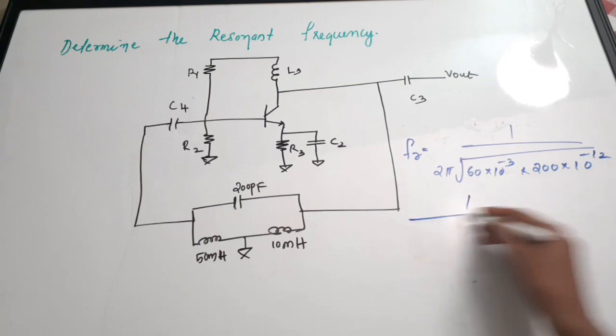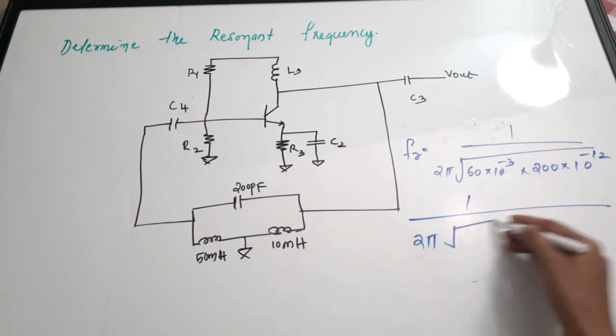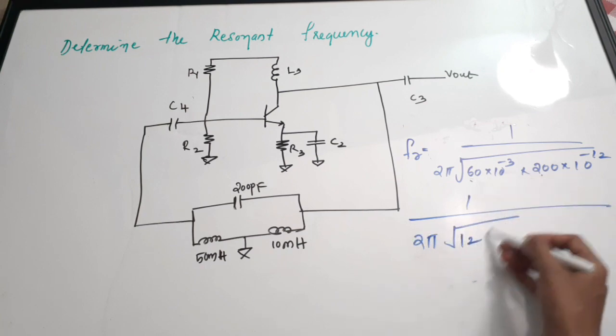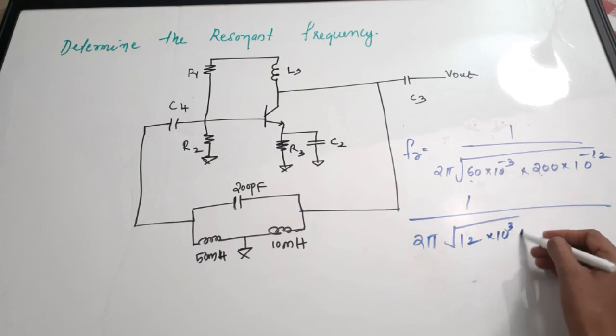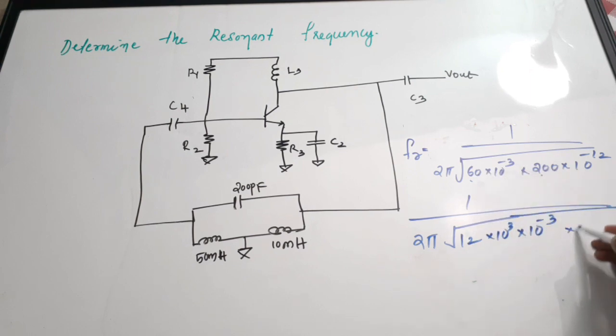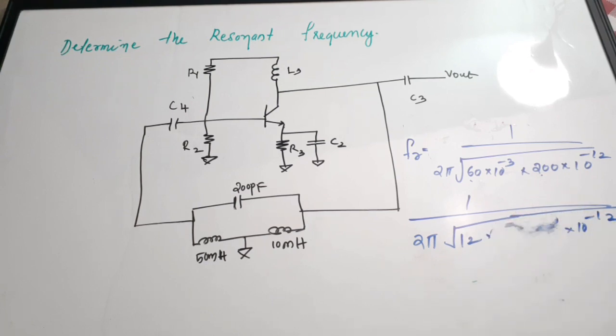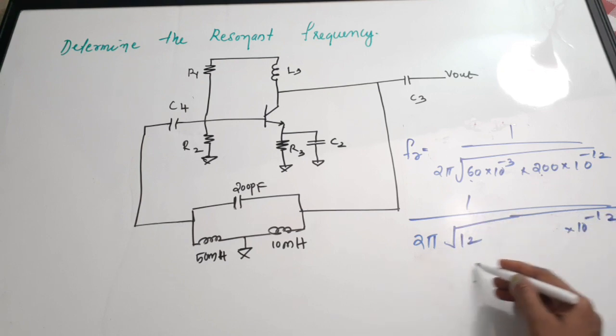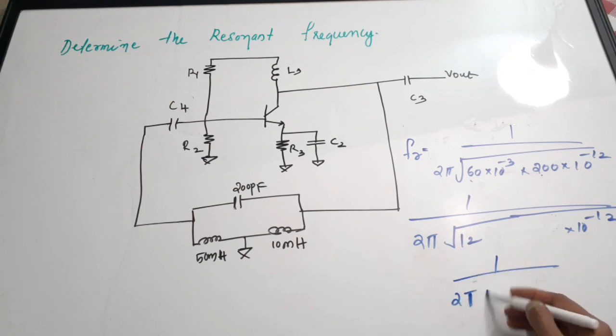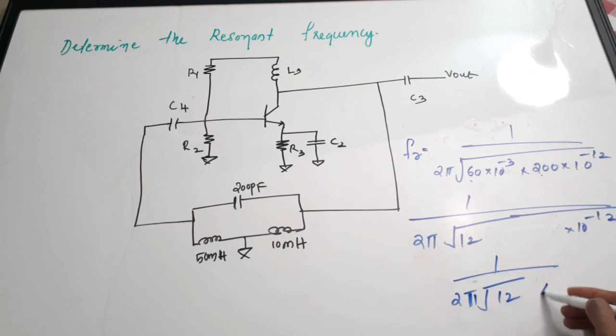So you'll be getting 1 by 2 pi square root of 6 into 2 is 12 into 10 raised to 3 into 10 raised to minus 3 into 10 raised to minus 12. So this 10 raised to minus 3 and plus 3 get cancelled. So we'll be getting this as remaining 1 by 2 pi into square root of 12 into 10 raised to minus 12. Okay, that is 1 by 2 pi square root of 12 into square root of 10 raised to minus 12 is 10 raised to minus 6, right?